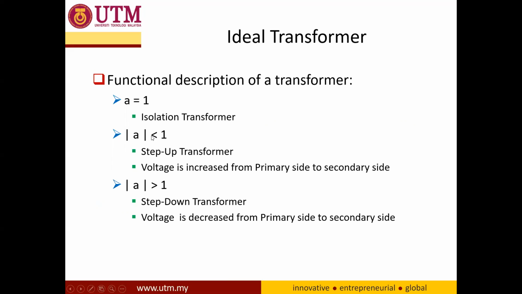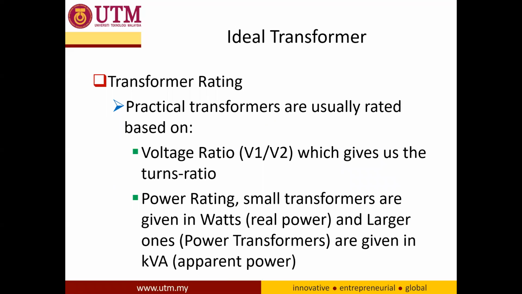When A is lower than 1, meaning that your N2 is larger than your primary side, this is a step up transformer. And when A is larger than 1, this is a step down transformer. The transformer rating is usually based on either voltage ratio and power rating. Usually for a small transformer we use watts, and for a larger transformer, the transformers are rated in apparent power.